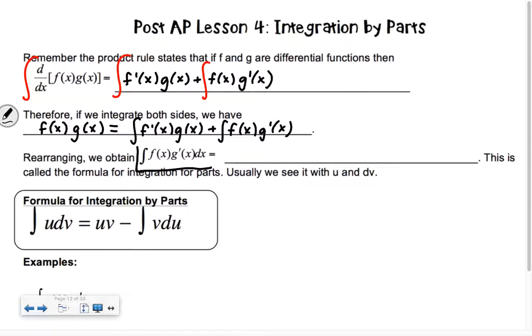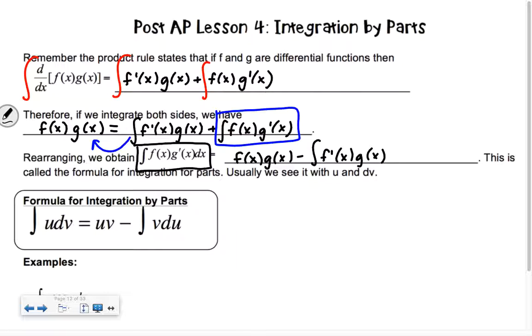And if I want to get this part by itself, the part right here I'm circling in blue, I'm going to take this one and subtract it over. So it's going to be our original functions f of x times g of x, and then minus the integral of f prime of x g of x. We really never write it like that in textbooks. We always just use u and v to replace those functions. So the easiest way to write it is that the integral of u dv is equal to uv minus the integral of v du. Okay.